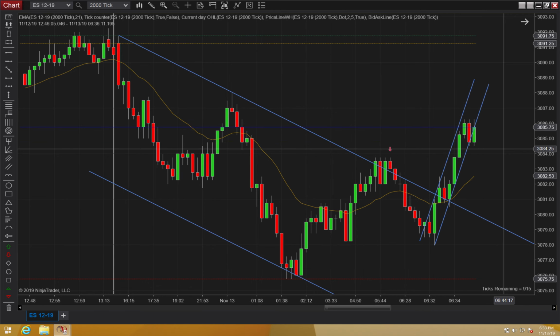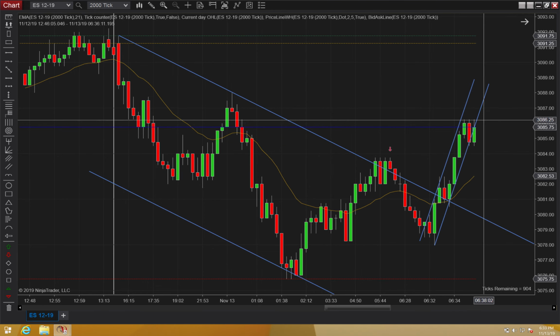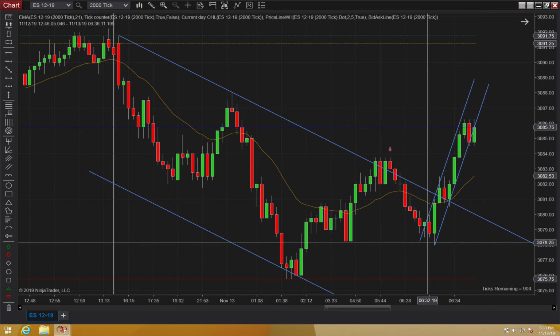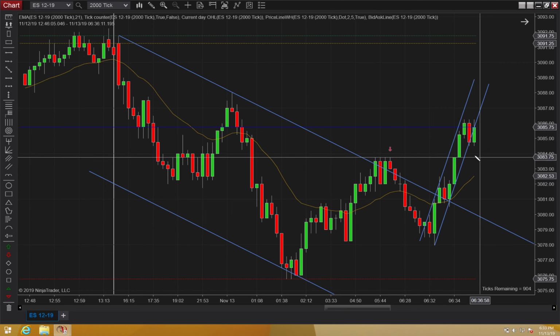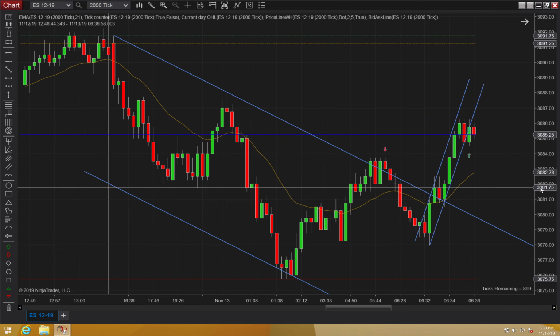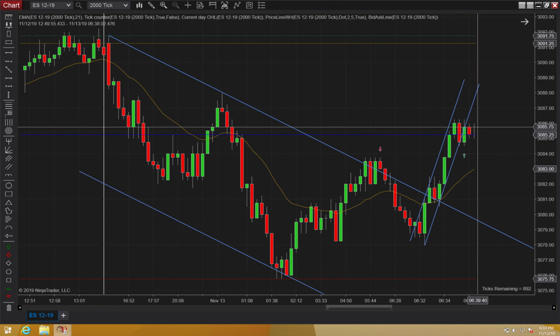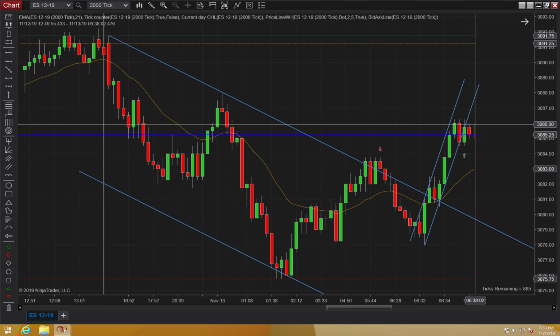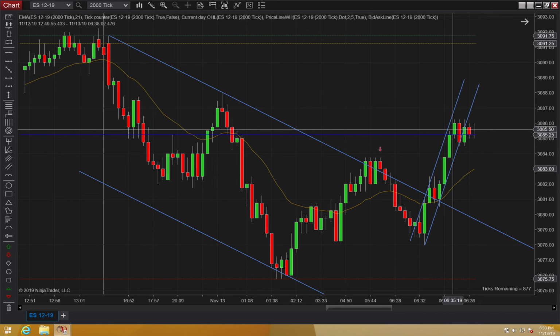So right there, get a pullback, get a little entry right there. And that's a failed second entry. So you can consider going right there. It doesn't set up though because it just never broke above. So since it doesn't break above, let's get off that. And now it's going kind of sideways, if anything.